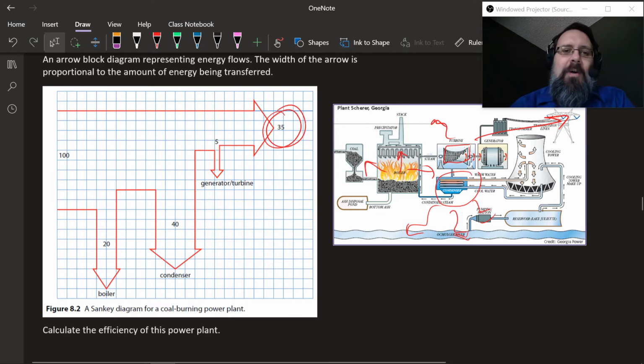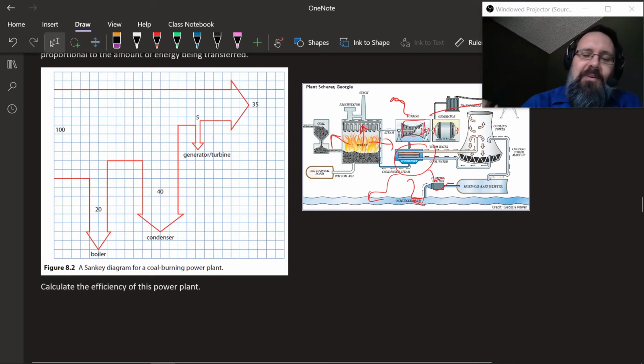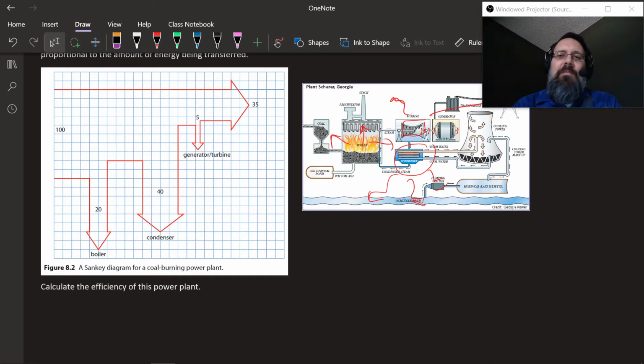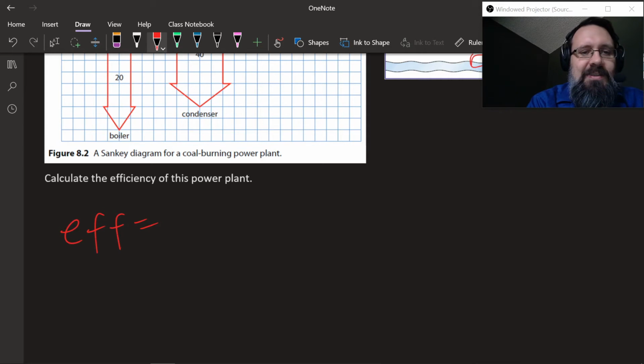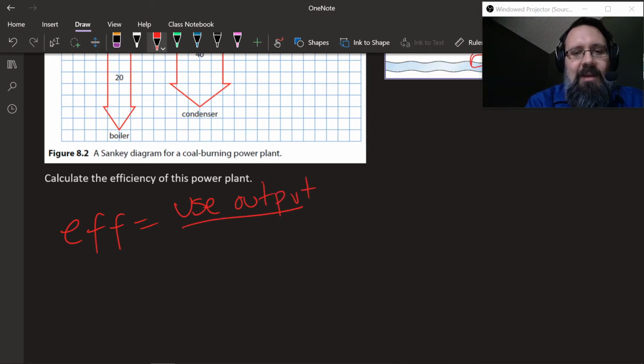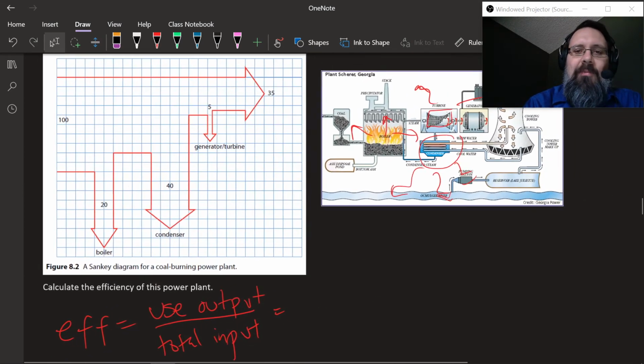Excuse me. So we want to calculate the efficiency of this coal power plant. The way you find the efficiency of something is you take the amount that you get out and divide it by what you put in. So the efficiency is the useful output divided by the total input. So what's the efficiency of a coal power plant from this diagram?